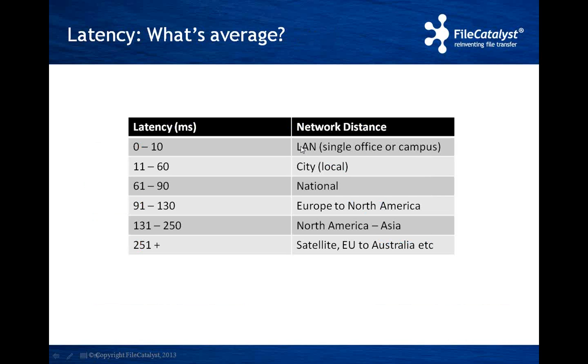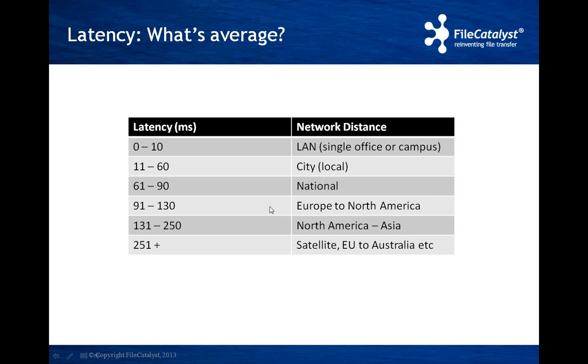So what is latency, and what is the average latency in the world? These are sort of averages. You can do a ping test yourself to see what latency you have, from office to office, or where you are. But this gives you a guideline. If you're doing LAN, or local area network transfers, you're looking at a latency of 0 to 10 milliseconds. Within a city, it's up to 60 milliseconds. Within your country, you're looking at 90.